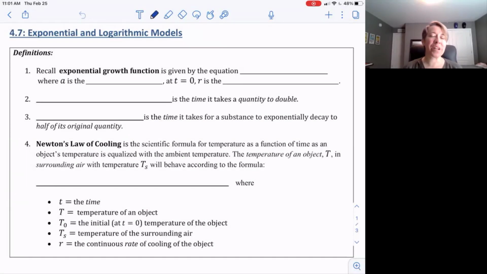Hi team, we're finally ready for section 4.7, exponential and logarithmic models. It's the last section in chapter 4. So let's review a couple of things and a couple of new definitions.